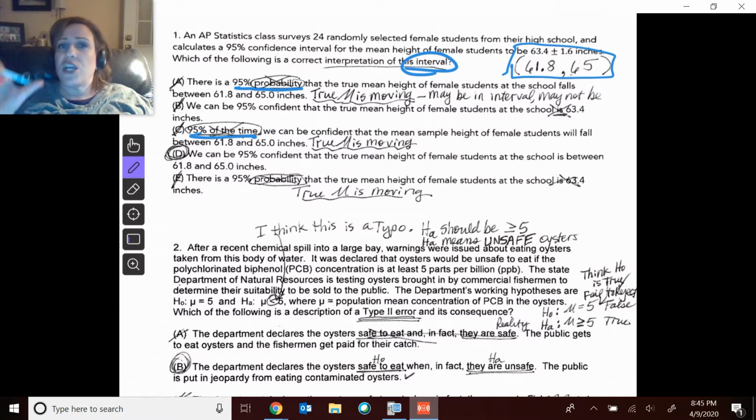Those imply that the interval is stationary and the true mean moves around. Okay, so that is what makes A, C, and then down here, same idea with this 95% probability, wrong. So intervals are not about the probabilities of items being in there. Okay, now here, so that leaves us with B and D. Let's see what we got.